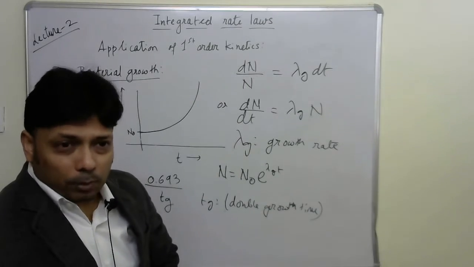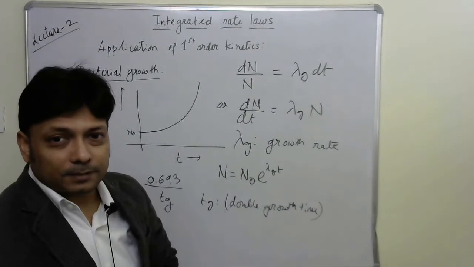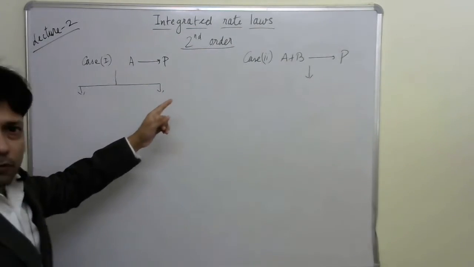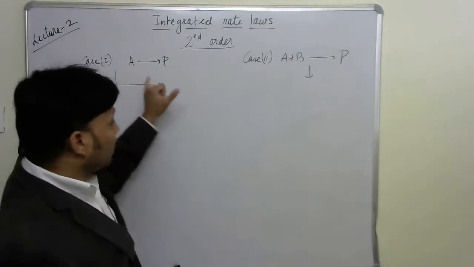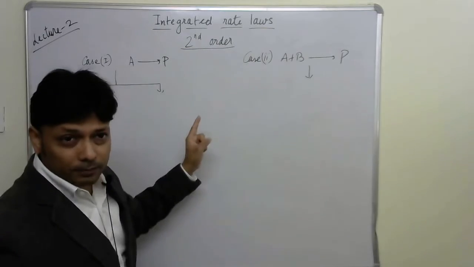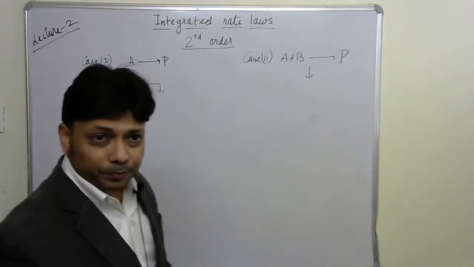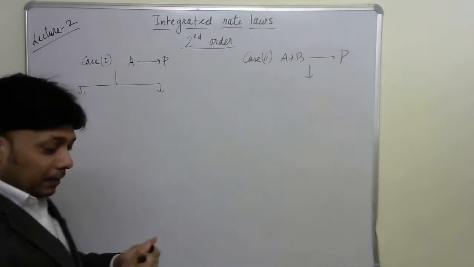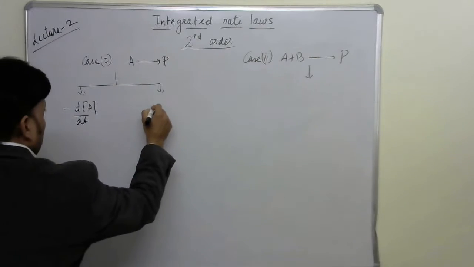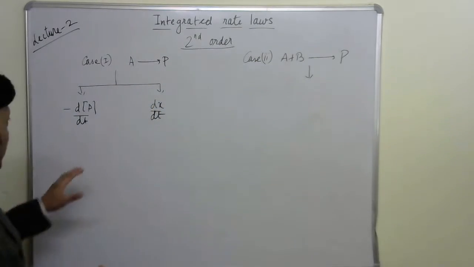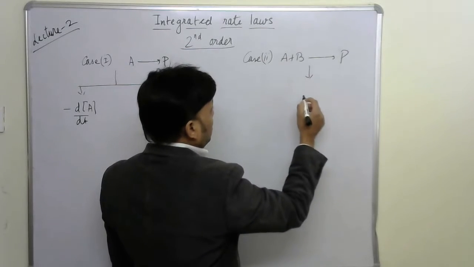Now we will move to the integrated rate laws of the second order kinetics. So let's start. Here the second order reactions can be of two types. In case 1, one type of reactant is giving the product, just like first order. But another case is also possible: two types of reactants, A and B, can give you the product. And for case 1, the same thing can be expressed in terms of the rate of disappearance of the reactant, or in terms of the rate of appearance of the product.